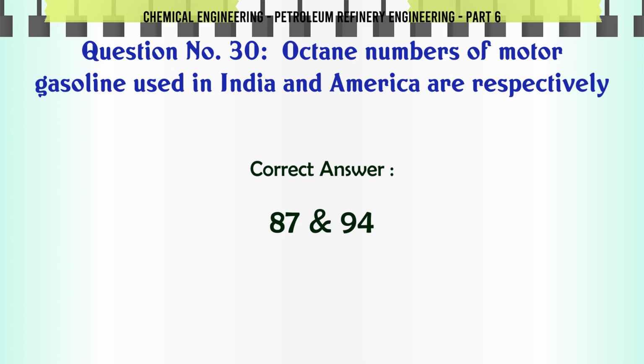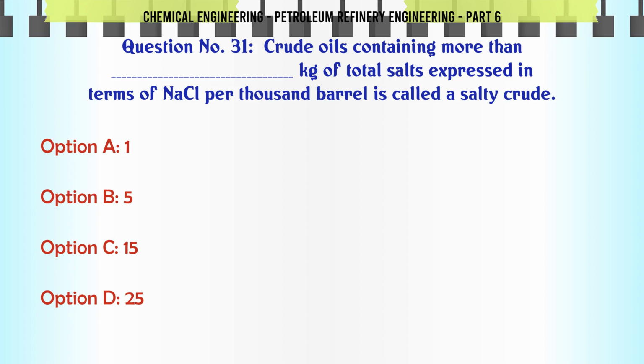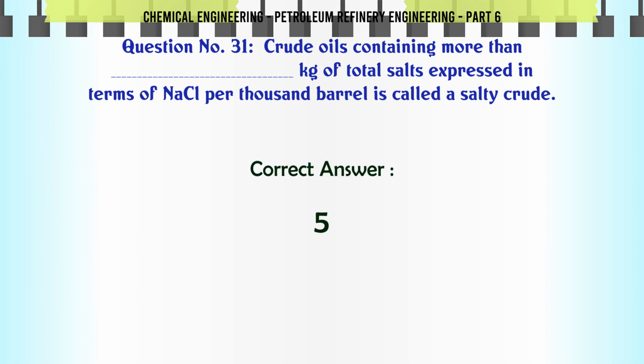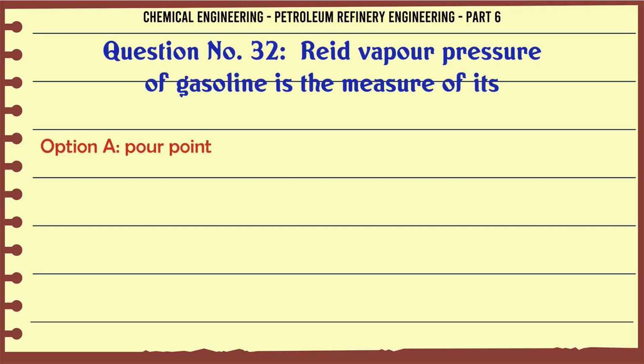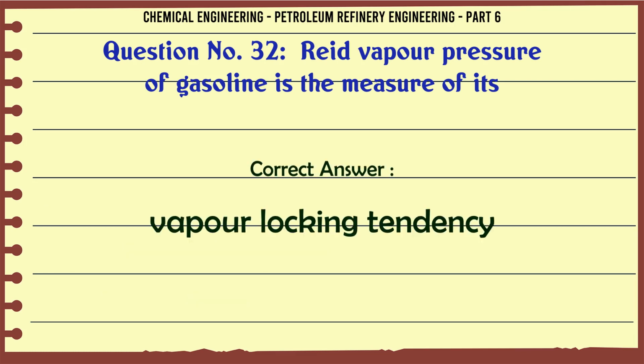87-94. Crude oils containing more than kg of total salts expressed in terms of NaCl per 1000 barrel is called a salty crude. A. 1, B. 5, C. 15, D. 25. The correct answer is 5. Reid vapor pressure of gasoline is the measure of its A. pour point, B. cloud point, C. vapor locking tendency, D. carbon residue. The correct answer is vapor locking tendency.